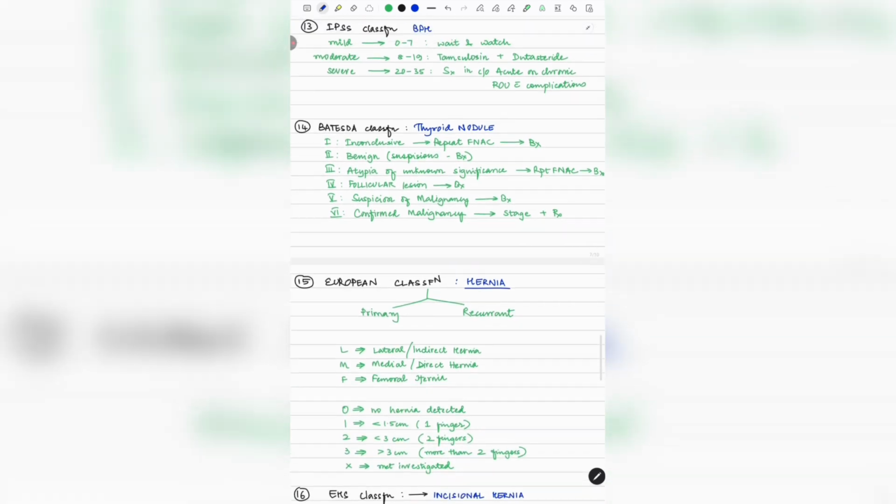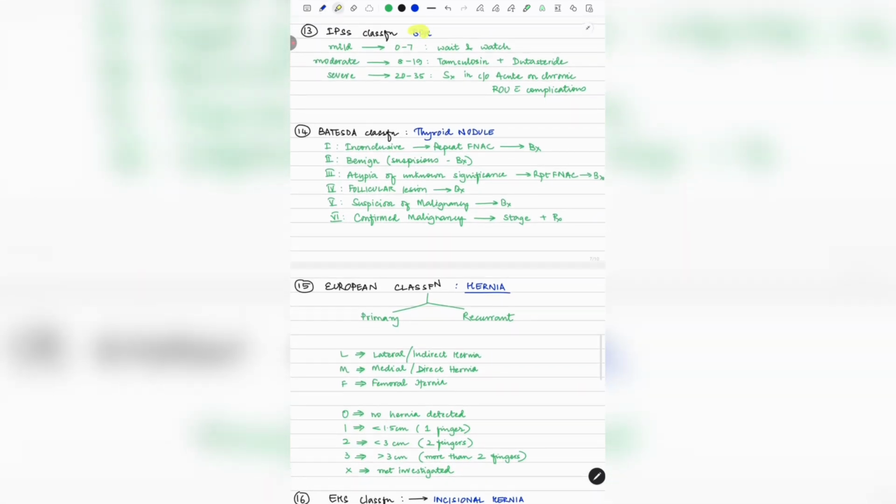Okay. Next is IPSS classification. It is used for BPH. Here again the score is important. 0 to 7 it is mild, moderate is 8 to 19, severe is 20 to 35. Okay, these are the scores. If it is mild, you're going to do wait and watch.